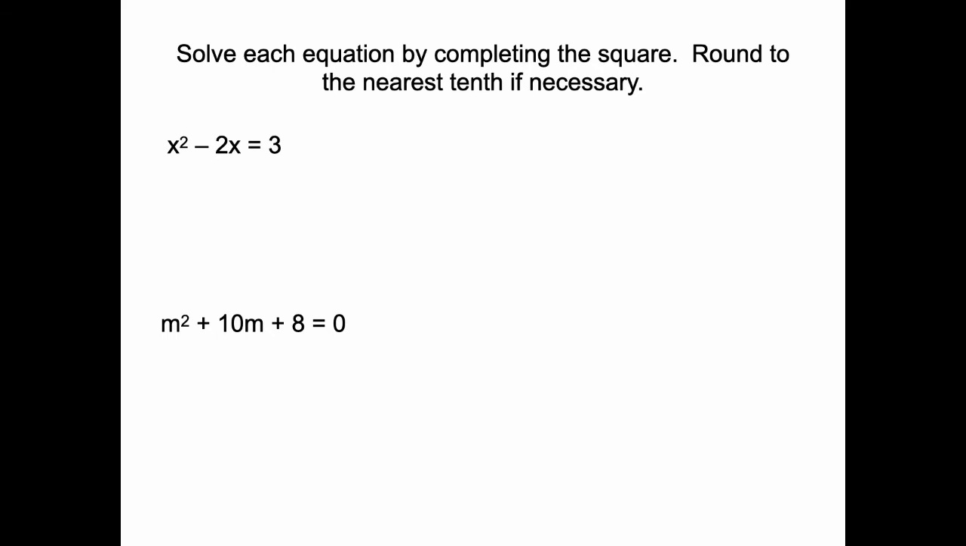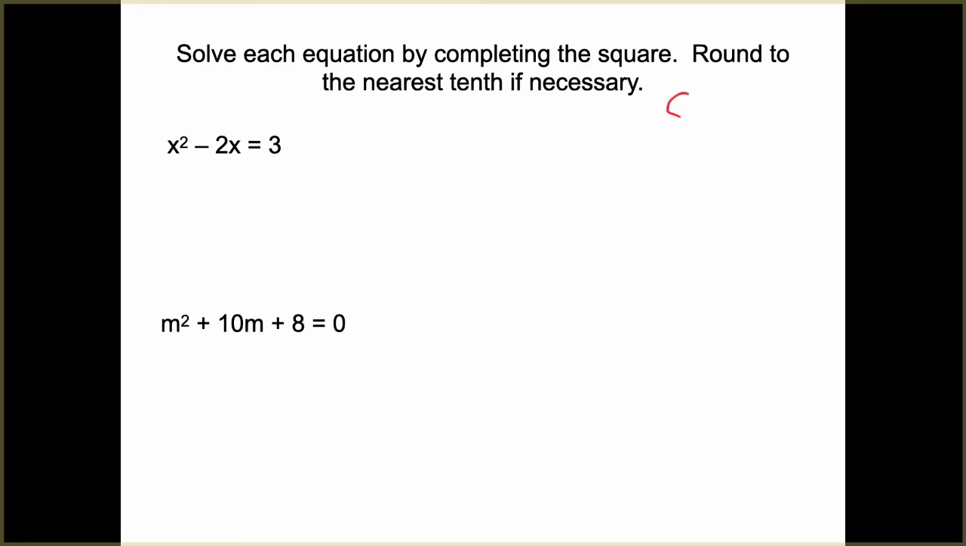Here it says solve each equation by completing the square and round to the nearest tenth if necessary. So the top one, we have x squared minus 2x equals 3. It's already set up for us. We have the x squared and the x term by themselves on the left side of the equal sign equal to some number. So we can go right to finding the c value. Our c is our b, which is negative 2 in this case, divided by 2 squared, and this is negative 1 squared, which is 1. So we need to add 1 to both sides of our equation. So we have x squared minus 2x plus 1 equals 3 plus 1.